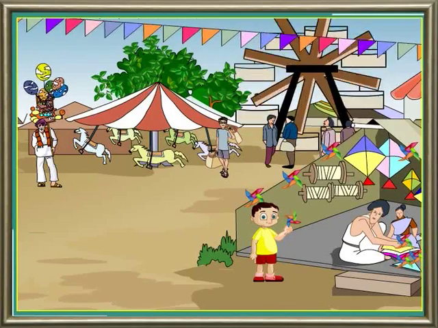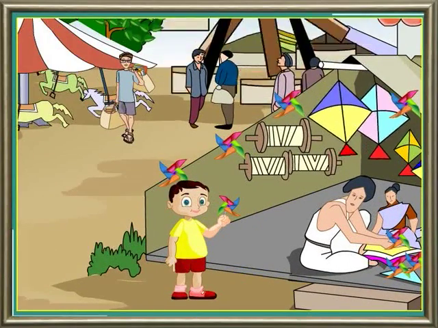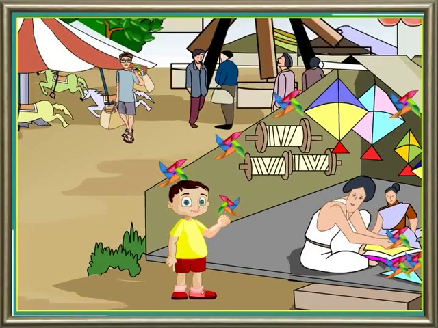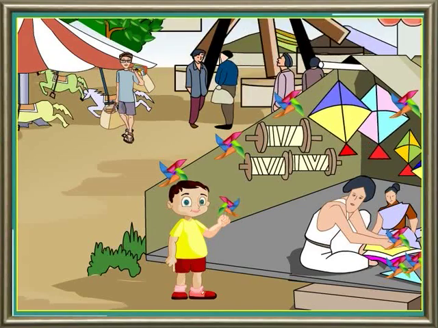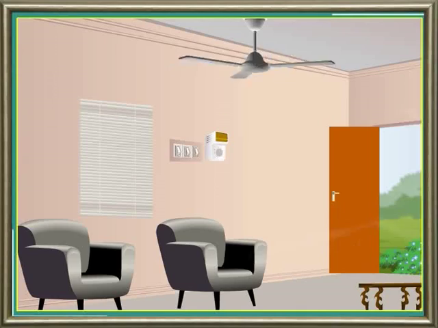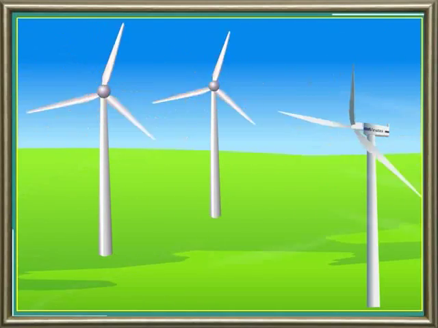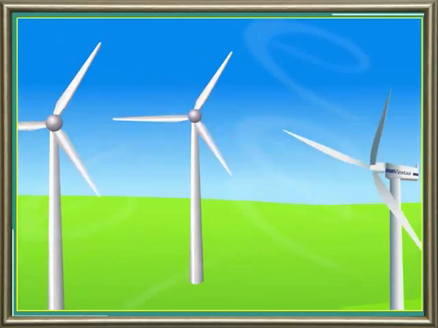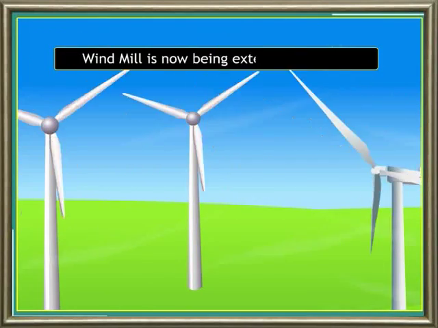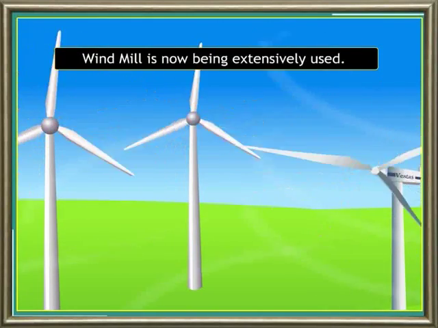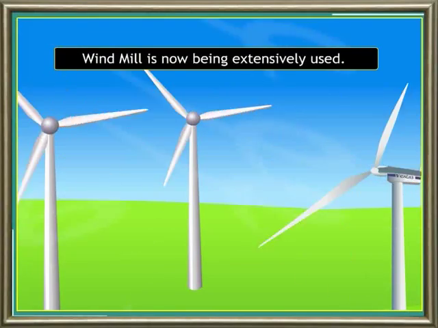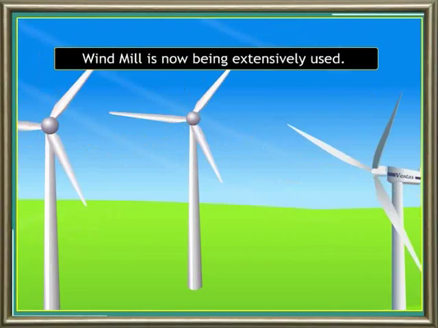When you go to exhibitions, you find colorful paper wheels being sold. The wheels rotate whenever wind blows. Even the blades of a fan move when wind blows, even in the absence of electric power. Man has started harnessing the wind power to generate electricity. Windmills are now being extensively used. The blades of a windmill move when wind blows.